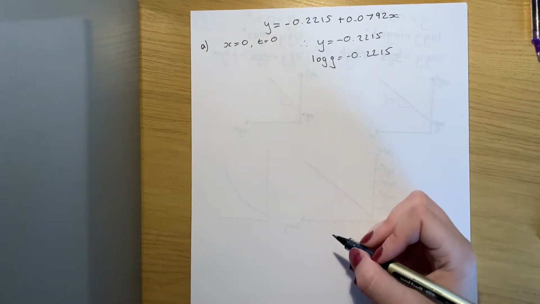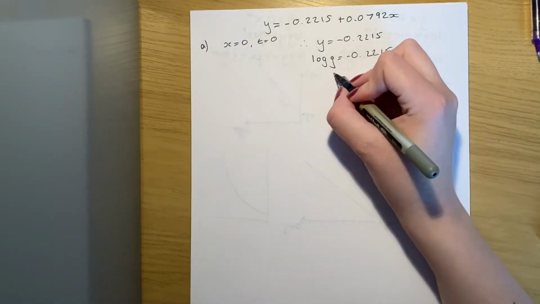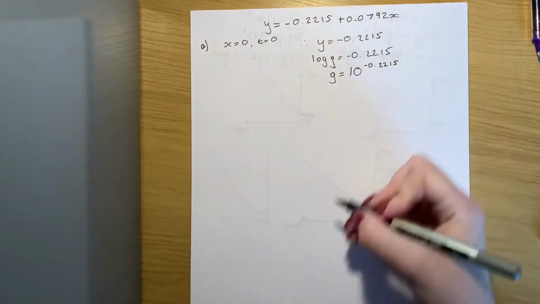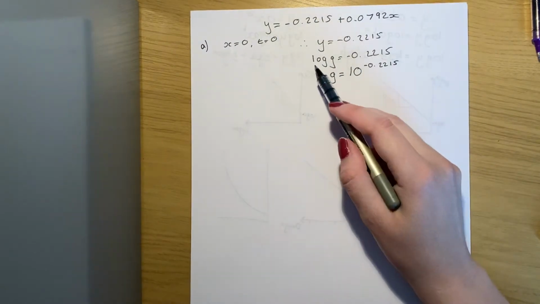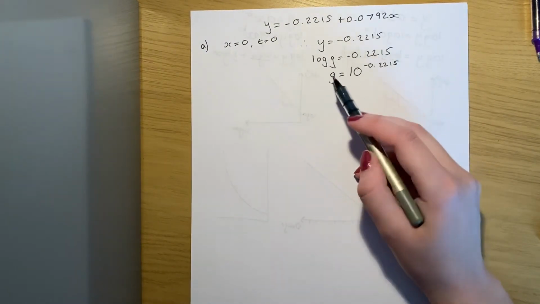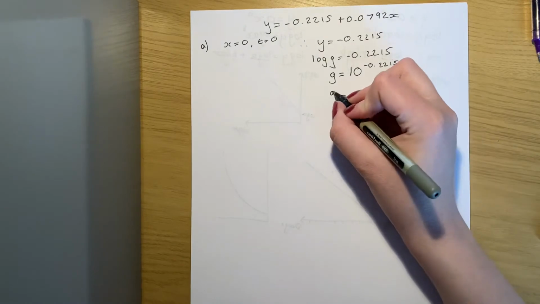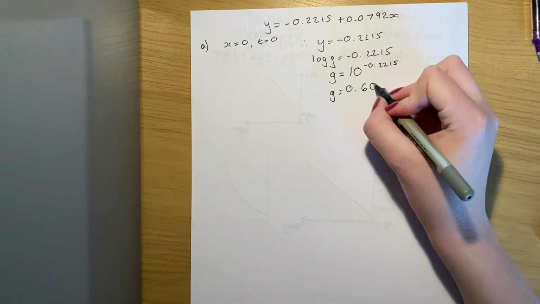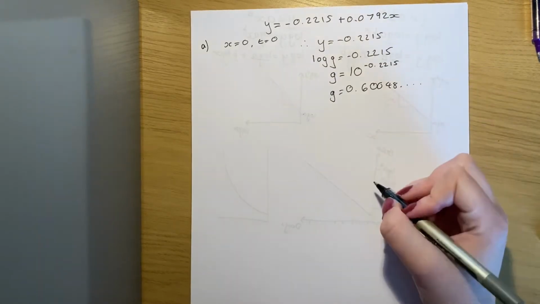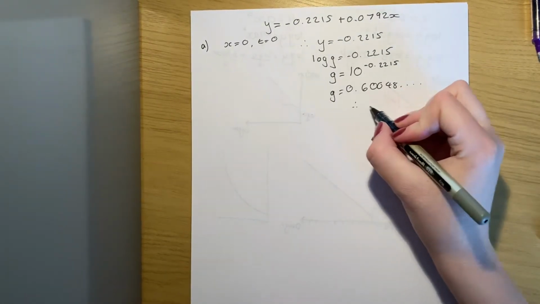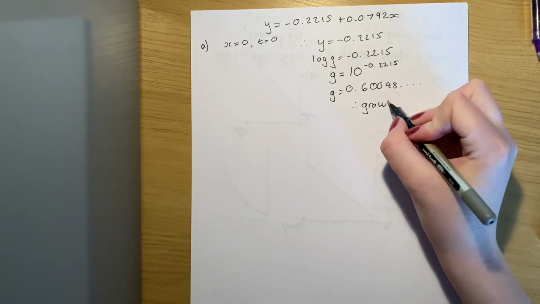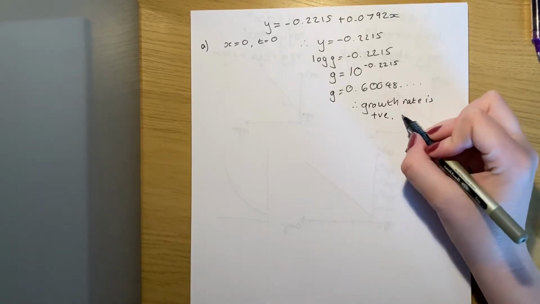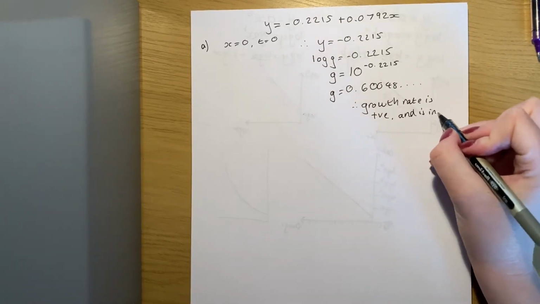Now, the growth rate itself is g. So I'm going to rewrite this as a power rather than a log. So log of g is log g base 10, so 10 to the power of this is equal to g. Put that into my calculator and I get 0.60048, and so on. So this is positive. So therefore, the growth rate is positive and is increasing.